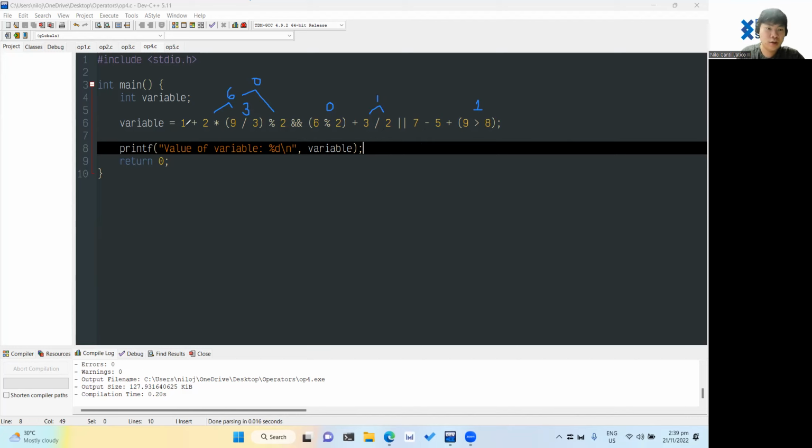So that's 1 plus 0, that is 1. So I'm just gonna do this, and then point it here. There you go. Then 1. Okay, not yet. 0 plus 1, that is 1. And then 7 minus 5, that is 2. Then 2 plus 1 is 3. Okay, now we're going to solve for the and statement.